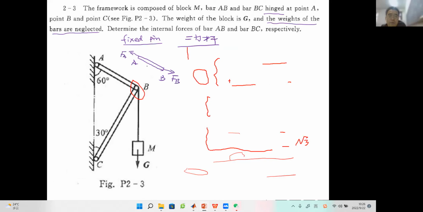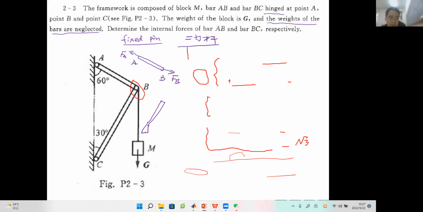This pair of forces will have these characteristics. One, FA and FB have the same magnitude and opposite direction and are collinear along the line linking A and B. So we will think if we can find the magnitude of FB, then we will know FA too, right? So for the same reason, maybe I can draw here.